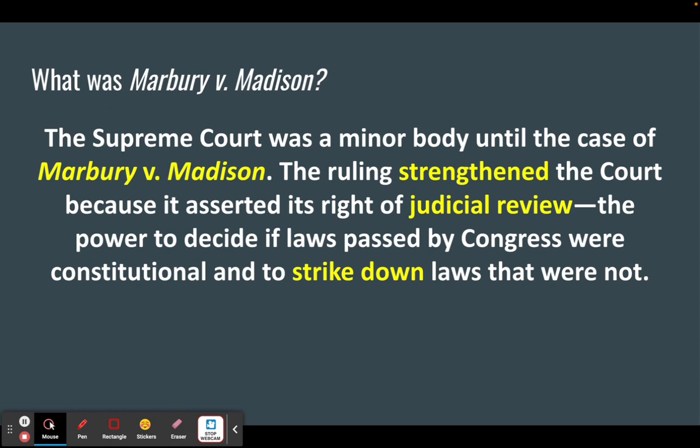The really important thing is that thing you see there in the second sentence. The ruling strengthens the court because it asserts the right of judicial review, the power of the Supreme Court to decide if laws passed by Congress are constitutional and to strike down laws that were not. So that is a power that the Supreme Court still holds today. They are one of our three branches, and they have the ability to take a law or an executive order passed by the legislative and executive branch and have the ability to strike it down if they think it does not follow the Constitution.